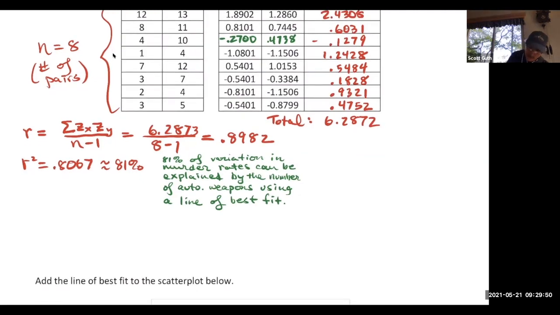Now we have to do the slope. So the slope, let me switch back to red here. It was called B, I think, in the notes. So this is R times SY over SX. We proved mathematically that it has to be that way.